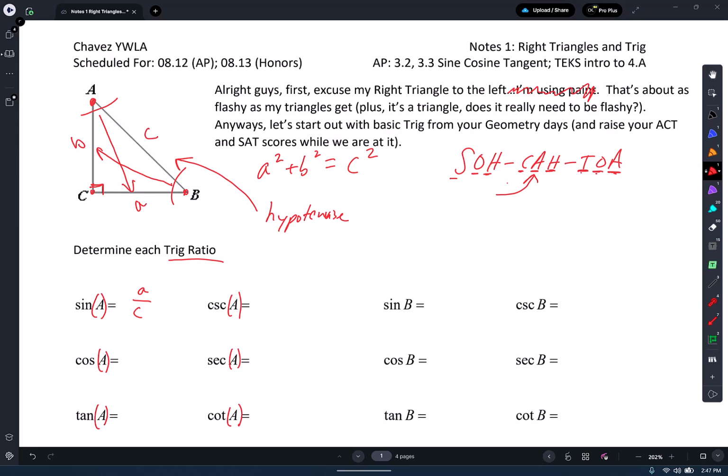What's the lowercase letter? B. So lowercase b is adjacent to angle A. Does that make sense?